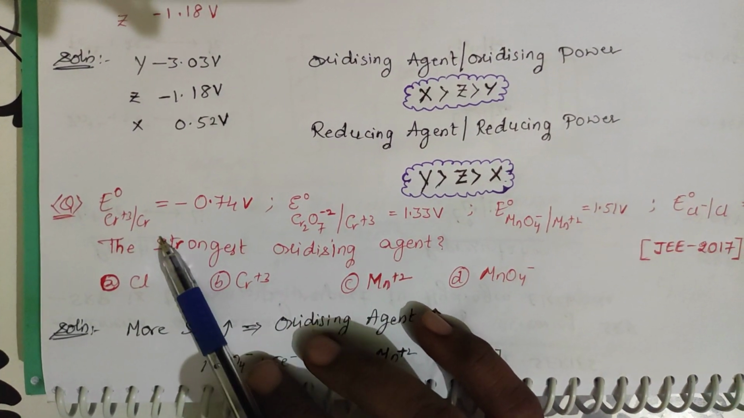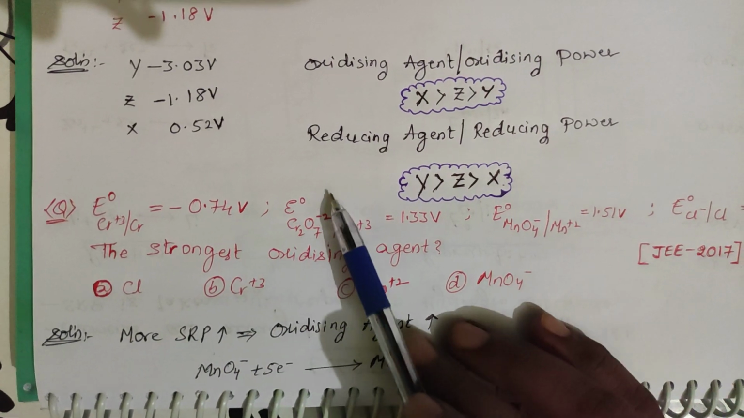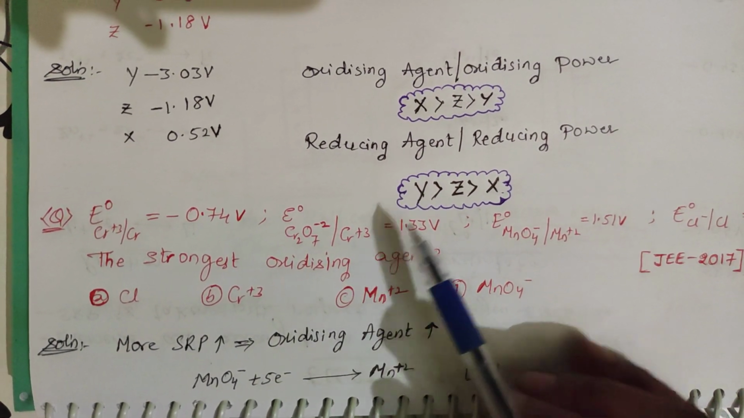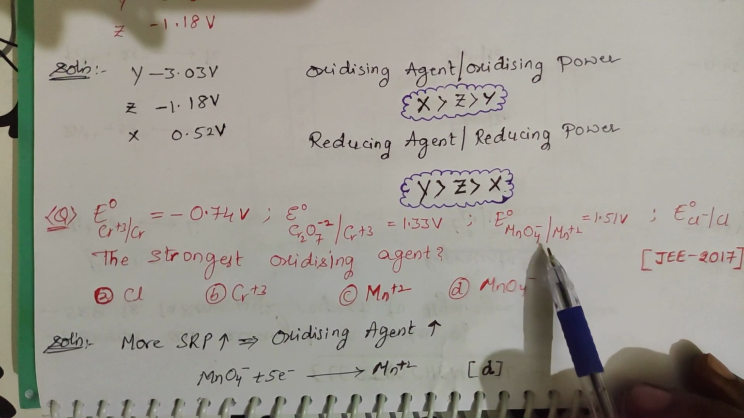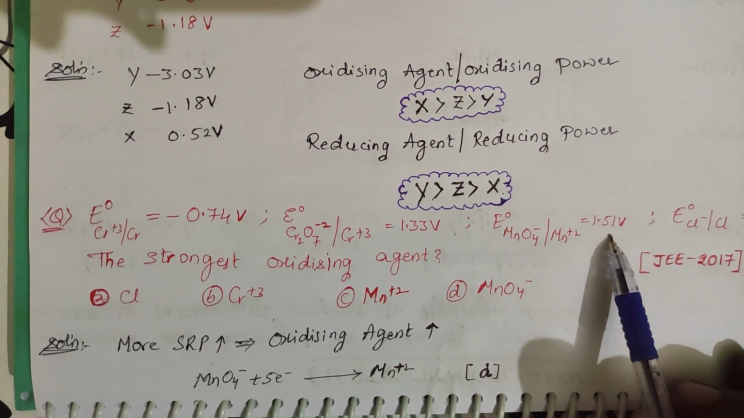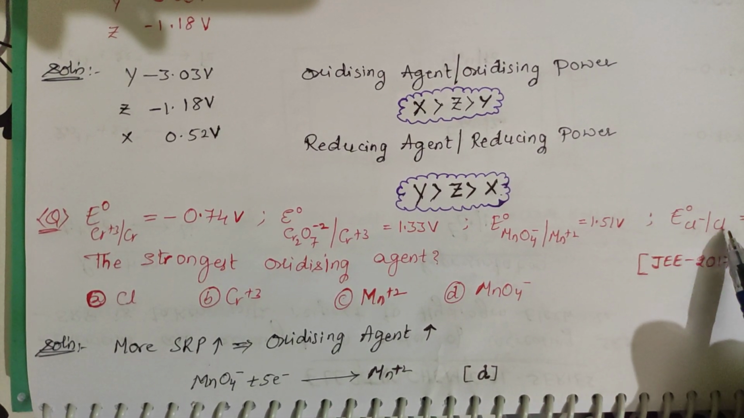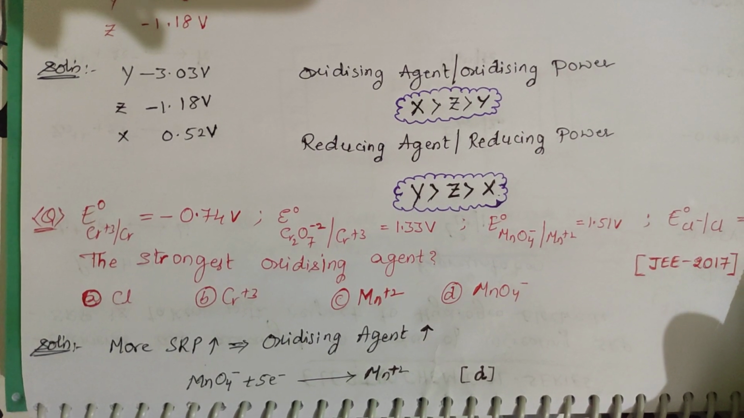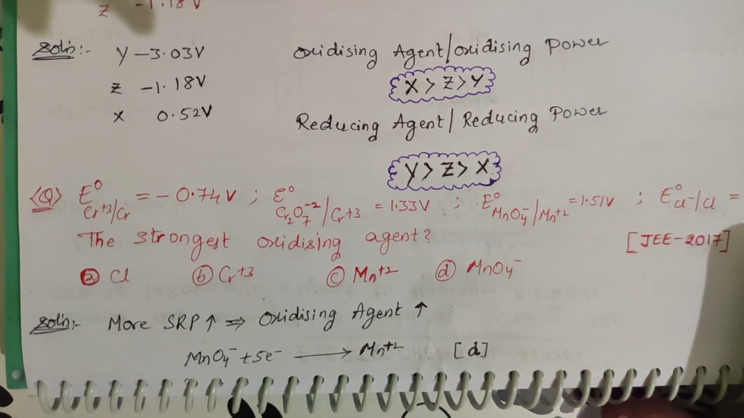The next question is the same thing. E naught of chromium plus 3 to chromium is minus 0.74 volts. E naught of Cr2O7 minus 2 getting converted to Cr plus 3 is 1.33. E naught of MnO4 minus getting converted to Mn plus 2 is 1.51 volts. E naught of chlorine to Cl minus is 1.36 volts. He is asking for the strongest oxidizing agent.